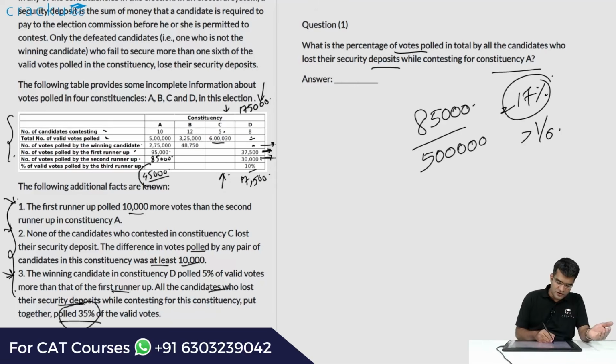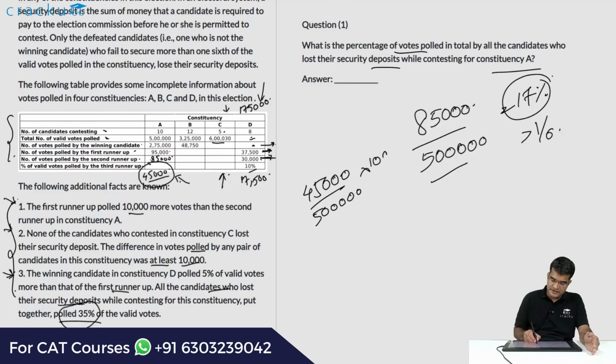So the sum of all the votes of all the candidates who lost their security deposit will be, as we have calculated earlier, 45,000 out of a total of 5 lakhs. So the percentage is 45,000 divided by 5 lakhs into 100. This will equal 9%. Let us look at the next question.